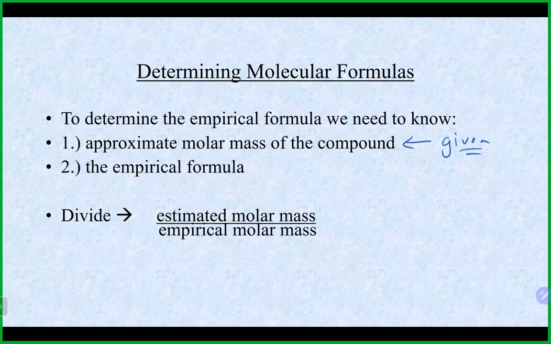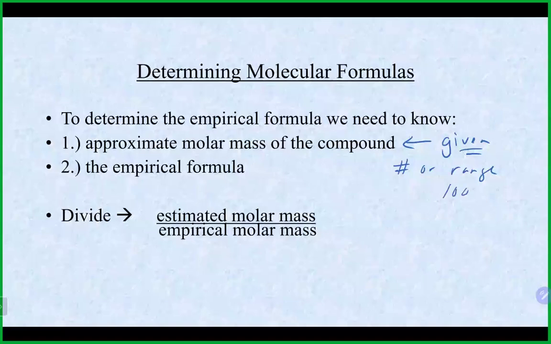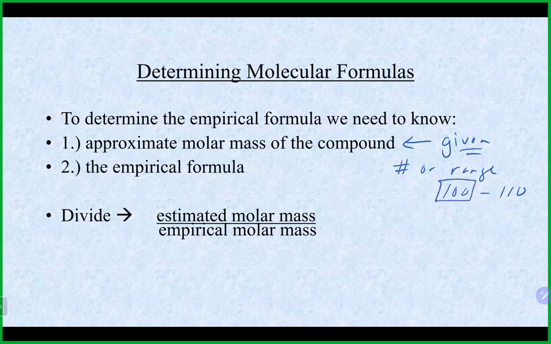So a lot of times that's given to you, and sometimes it's just straight up a number, or it may be a range of numbers, like again, 100 to 110. If you're going to do that calculation, you can either use 100, use 110, or you could average a number in the middle there and use that one as well. They all will come out to basically the same thing.